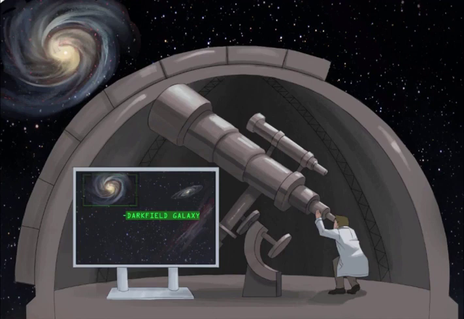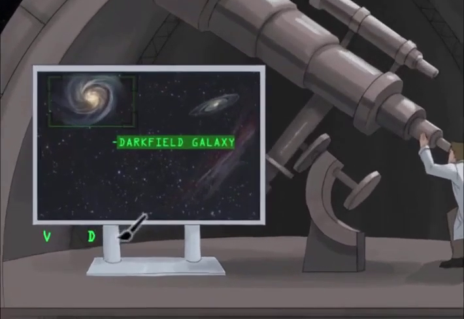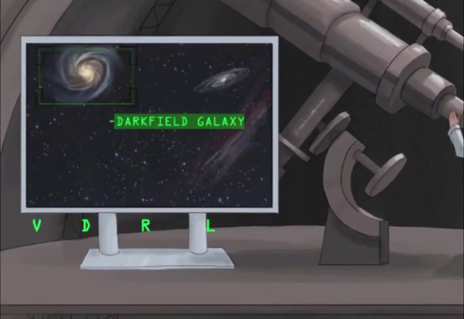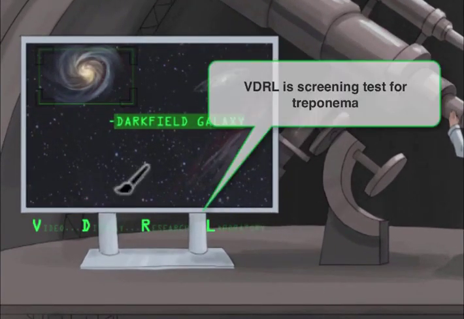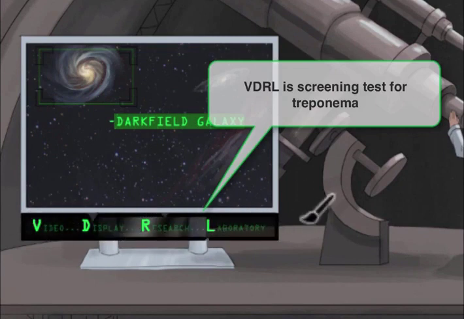First, let's talk about the main screening test, which we'll represent with this display screen. We're labeling the display the video display for the research lab. In short, that comes out to be VDRL, which is the usual screening test for treponema. You know that this is a screening test and not the confirmation test because it's the laboratory TV screen, not TV confirmation test.